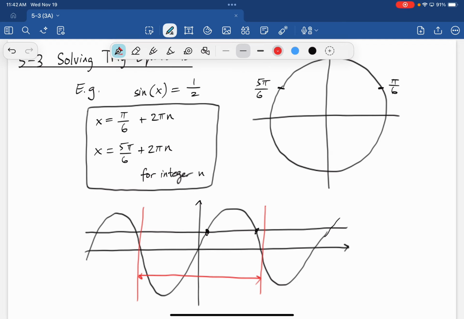But then we also need to include the next one, right? This value here. Or if we extended it a little bit, this value here as well. And you see how that's just this one plus 2 pi, right? And this one plus 2 pi. And so on and so forth. Okay, so every period of the sine function, you're going to have two solutions, but you need to also add 2 pi n for each of those solutions to accurately account for all the infinite solutions that are there.